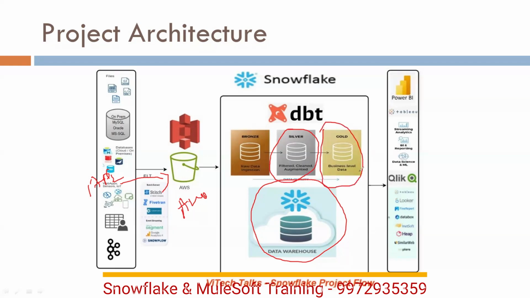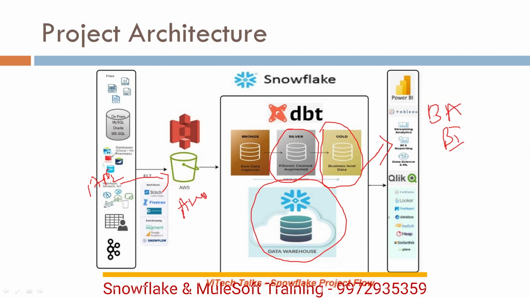These data models, the business analytical teams are going to use them. Business intelligence teams, BI team or BA teams, whatever it is. So this is the project architecture. At the end, we are going to practice this.